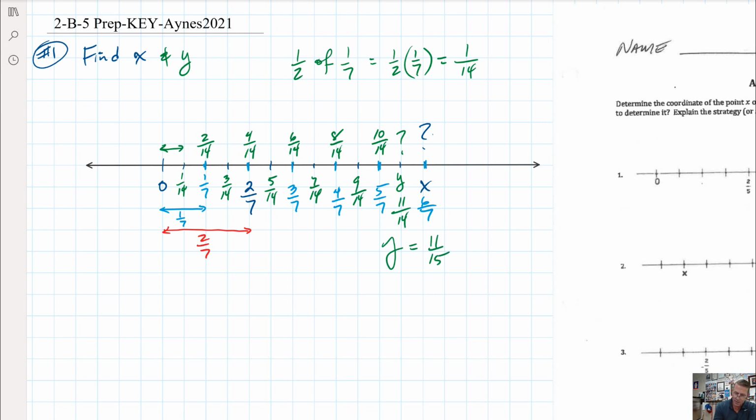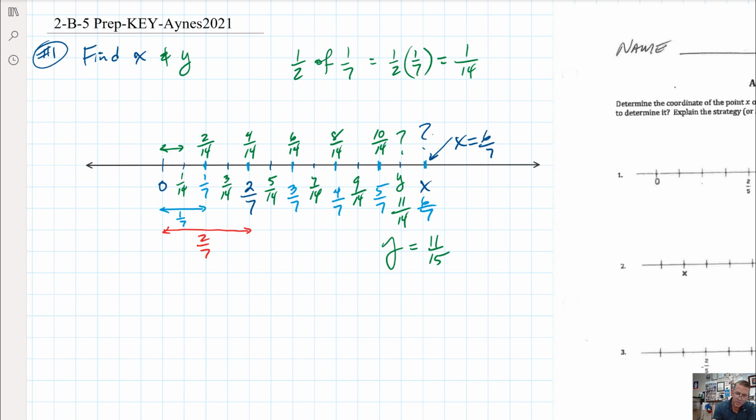X is 6/7. I did that first. Right here, right there. All right, x is equal to 6/7, and I found y is 11/15, given the placement of 0 and given 2/7.